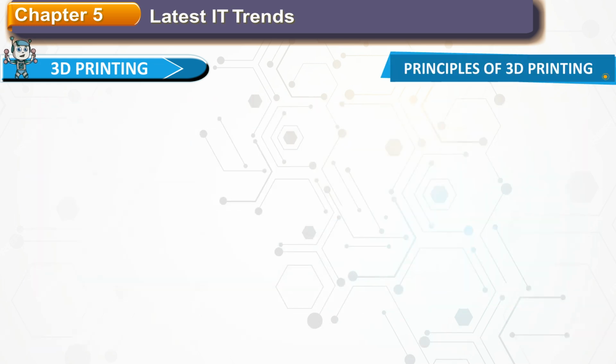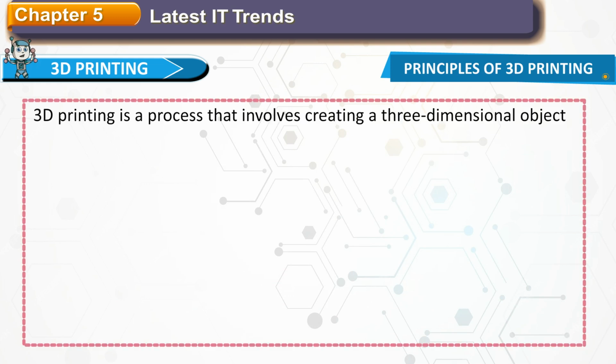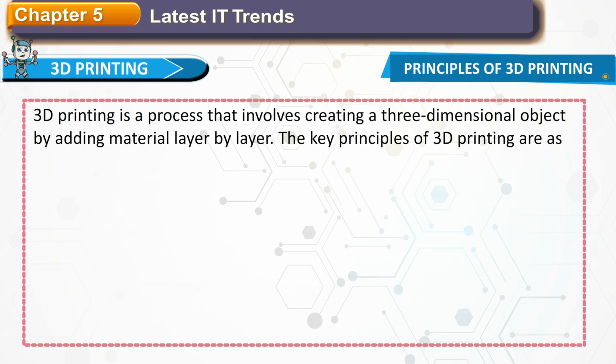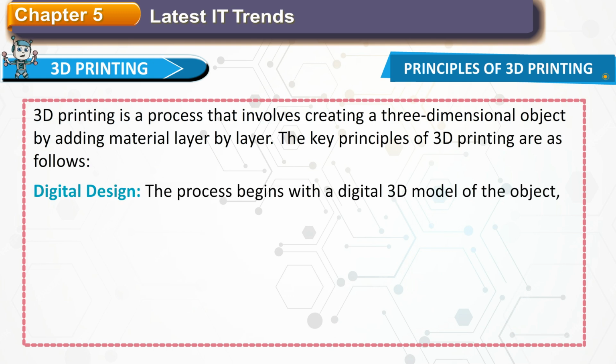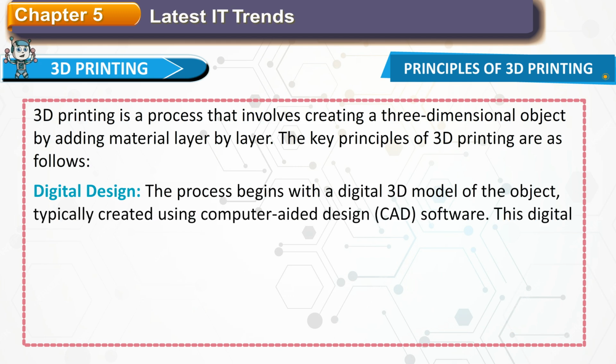Principles of 3D printing. 3D printing is a process that involves creating a three-dimensional object by adding material layer by layer. The key principles of 3D printing are as follows. Digital design. The process begins with a digital 3D model of the object, typically created using computer-aided design (CAD) software. This digital file serves as the blueprint for the 3D printer.